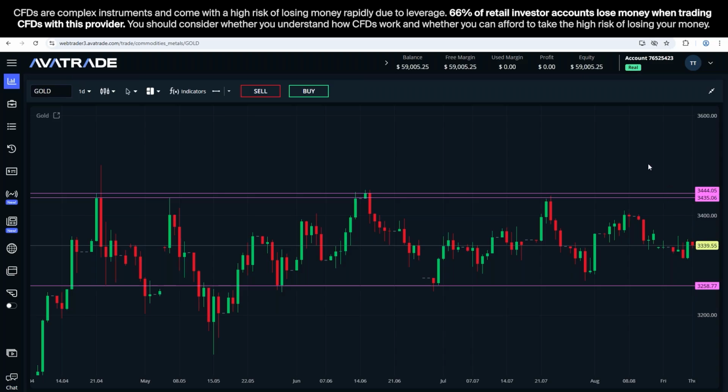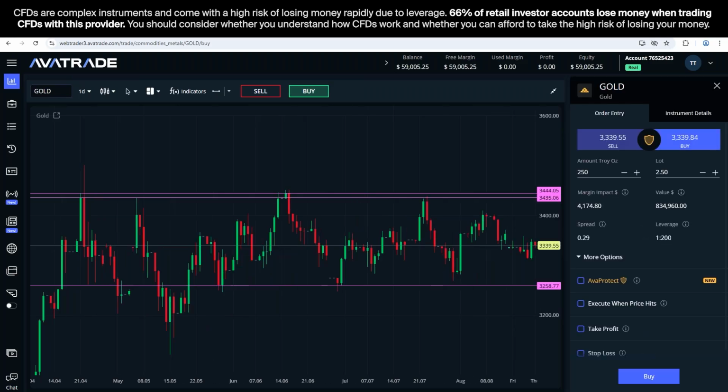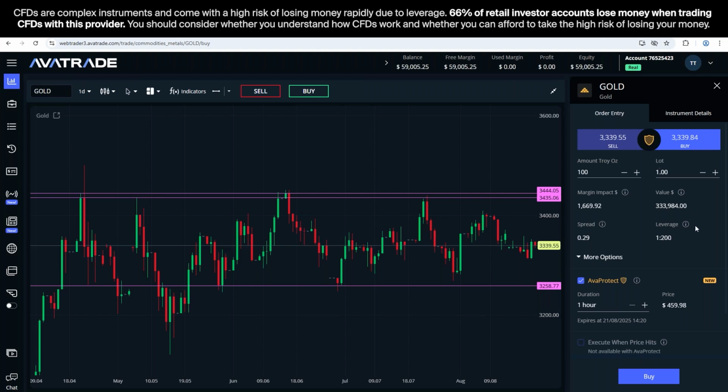Because AvaTrade through the web trader and our app actually offers a unique way to protect your trades, I might suggest using a strategy that would take advantage of AvaProtect. Now, you can protect by the hour, and you can also protect by the day with AvaProtect, and the cost changes with trade size and also changes with length of time for the protection. You see the price of the protection.